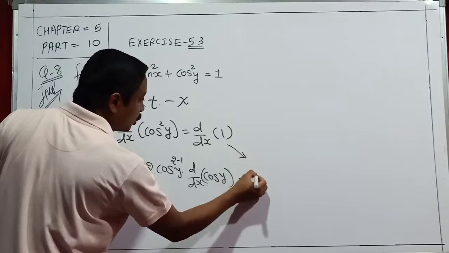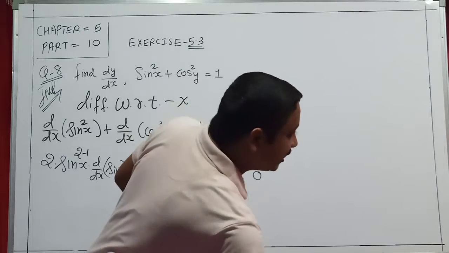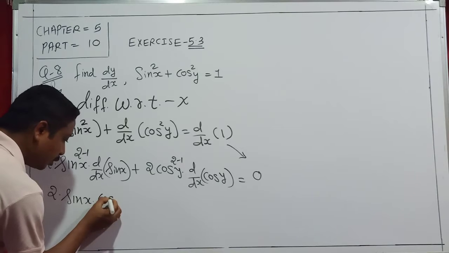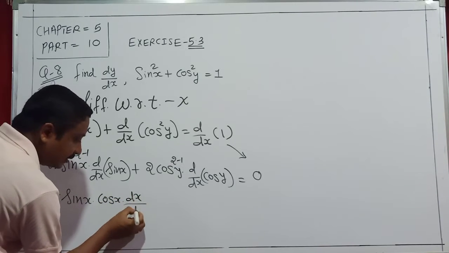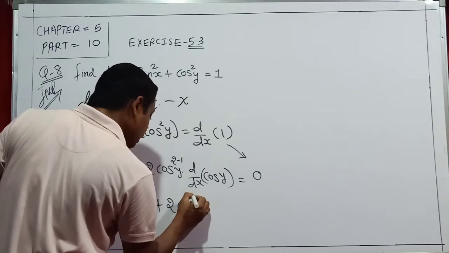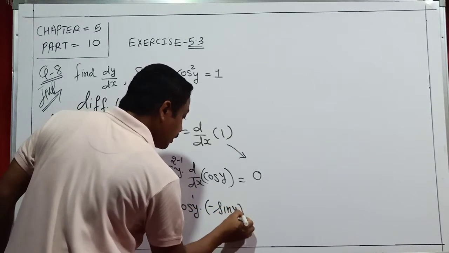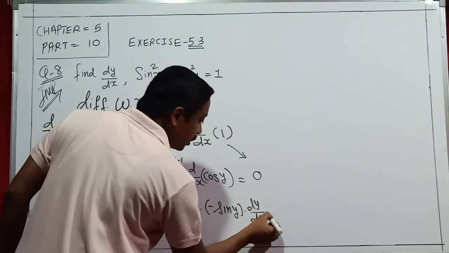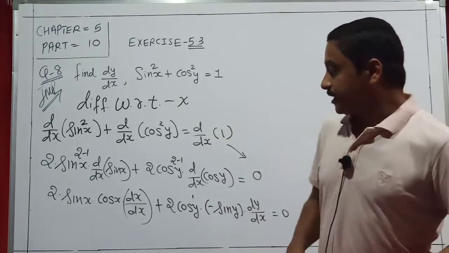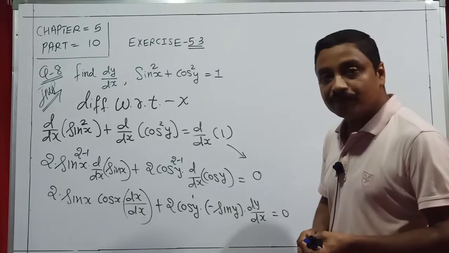And here I hope you know the constant derivative. How much? Yes, it is 0. So finally we have 2 sin x, sin derivative cos x, and x derivative pending dx by dx. Similarly 2 cos y, cos y derivative minus sin y, and y derivative pending dy by dx is equal to 0.